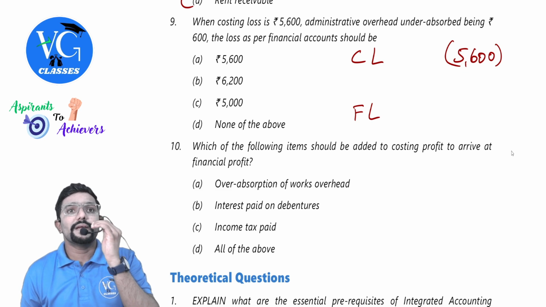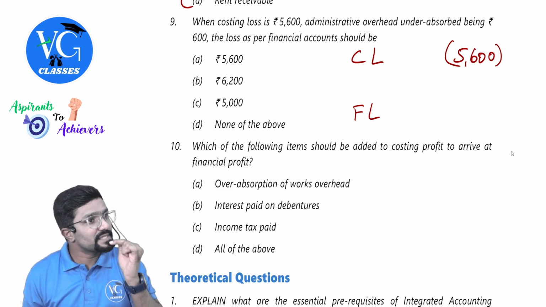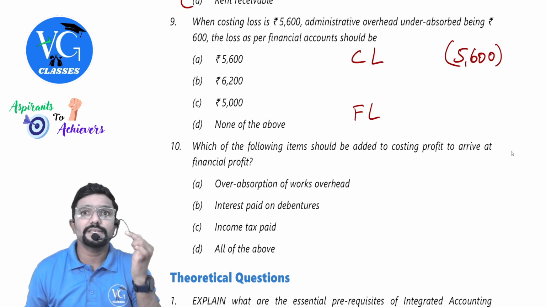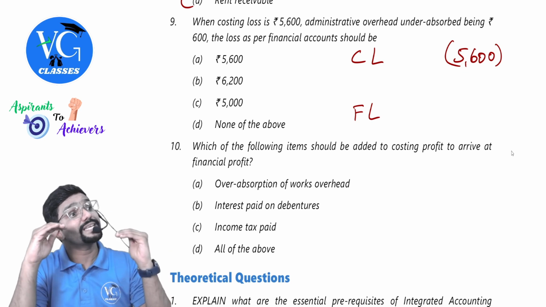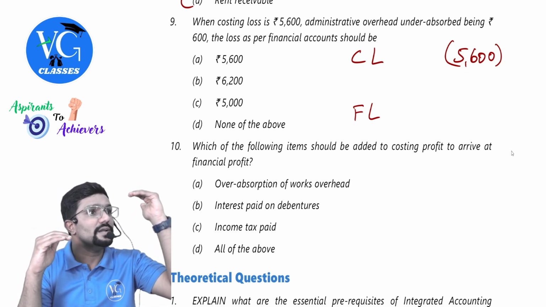So now, sir, in my costing profit, we have recorded the expenses less. That means my costing profit has gone down or gone up? It has gone up.